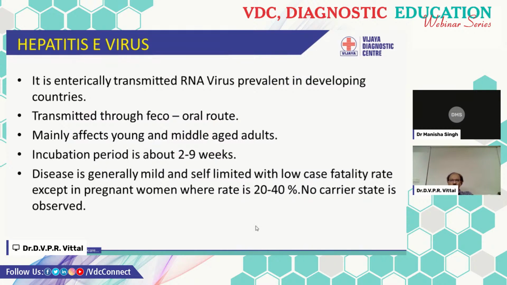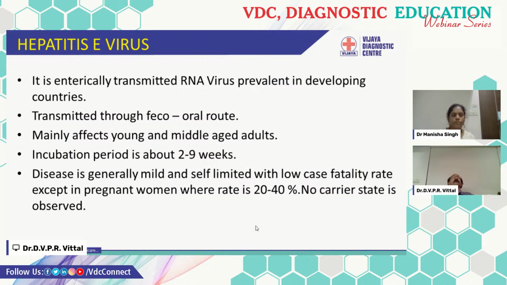Okay. Now let us go to hepatitis E virus. This virus is also transmitted through the faeco-oral route, just like hepatitis A virus. Now, this again affects mainly young and middle-aged adults with an incubation period ranging from 2 weeks to 9 weeks. Usually, as is common with other viruses, this also is a self-limited infection with a low case fatality rate. But in case of pregnant women, the fatality or the mortality is very high, and that goes up to 20 to 40%.